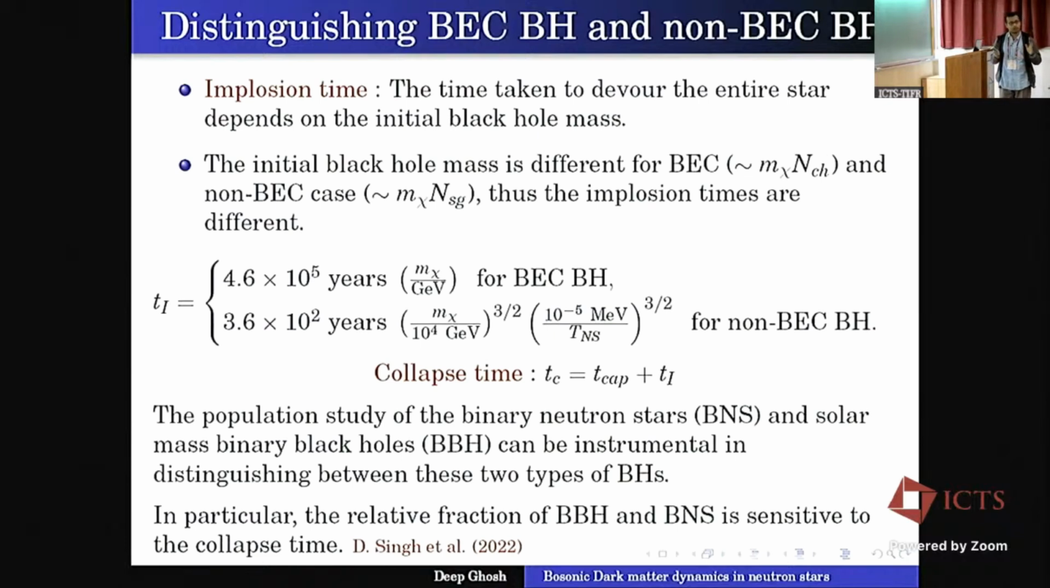And the total collapse time, from neutron star to black hole formation, which is called the collapse time, is also different for BEC and non-BEC states.